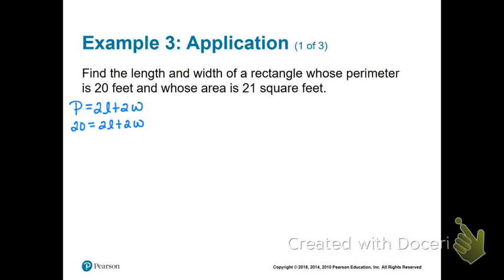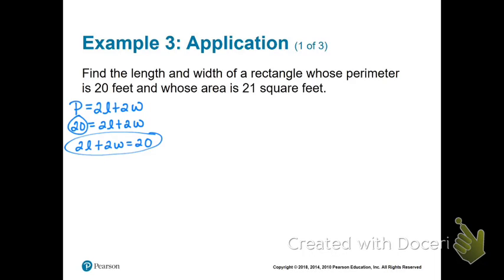And since we're used to seeing the equal sign on the left side, and the right side of the equation, let's go ahead and change that around. So I'm just going to move this over to the other side. So 2L plus 2W is equal to 20. So there's one of my equations I'm going to use.